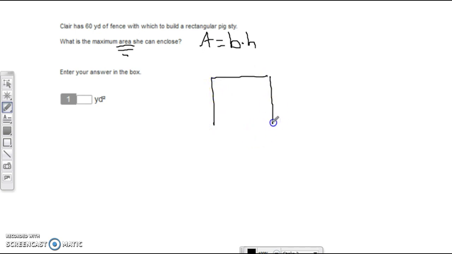We have a rectangle. We don't know what our side lengths are going to be. That's what we're trying to figure out. So I'm just going to let this side be x. Now, since it's a rectangle, if I let this side be x, I know the opposite side has to also be x. And I know that my total amount of fence is 60 yards.